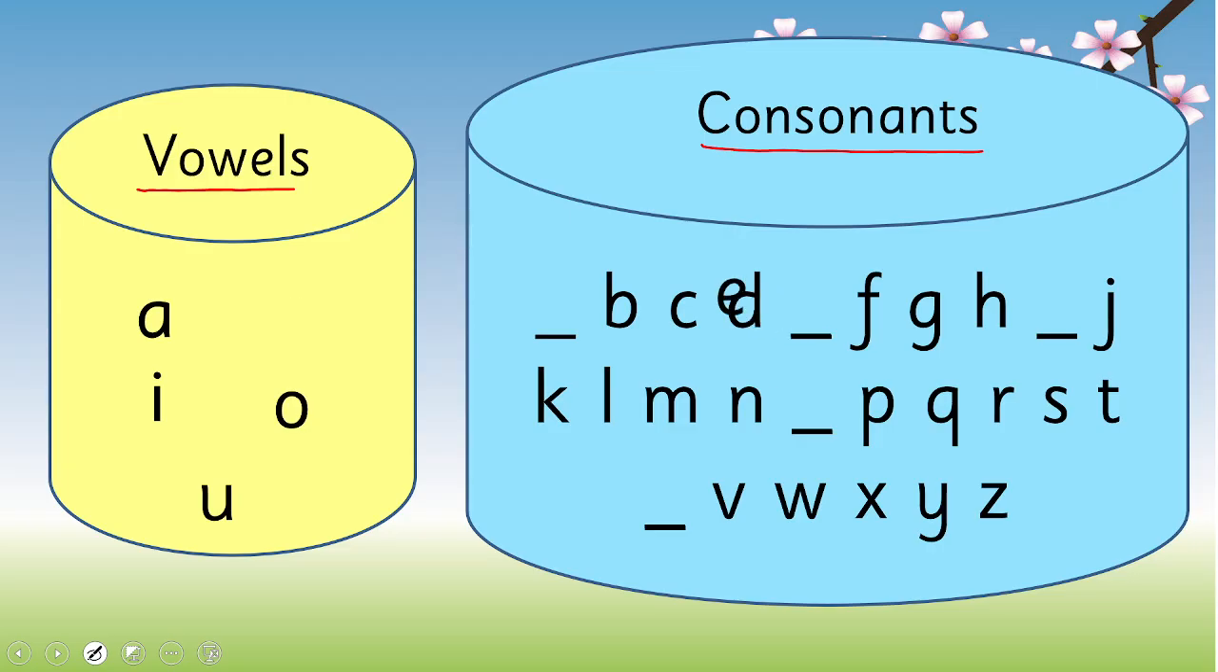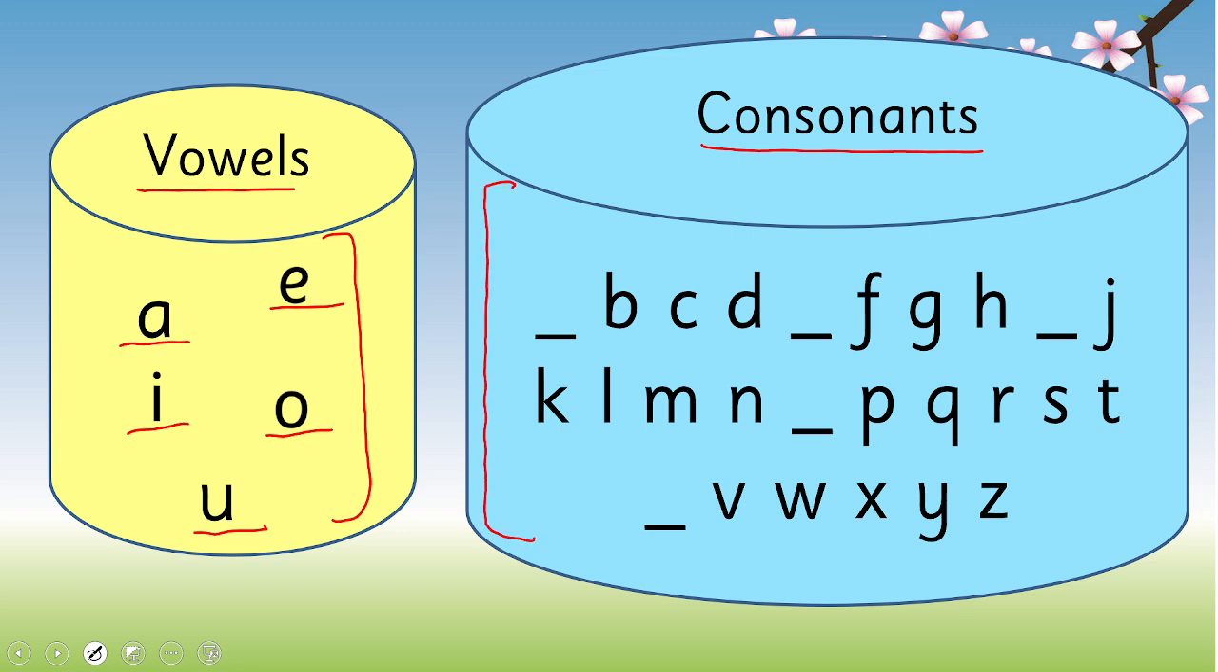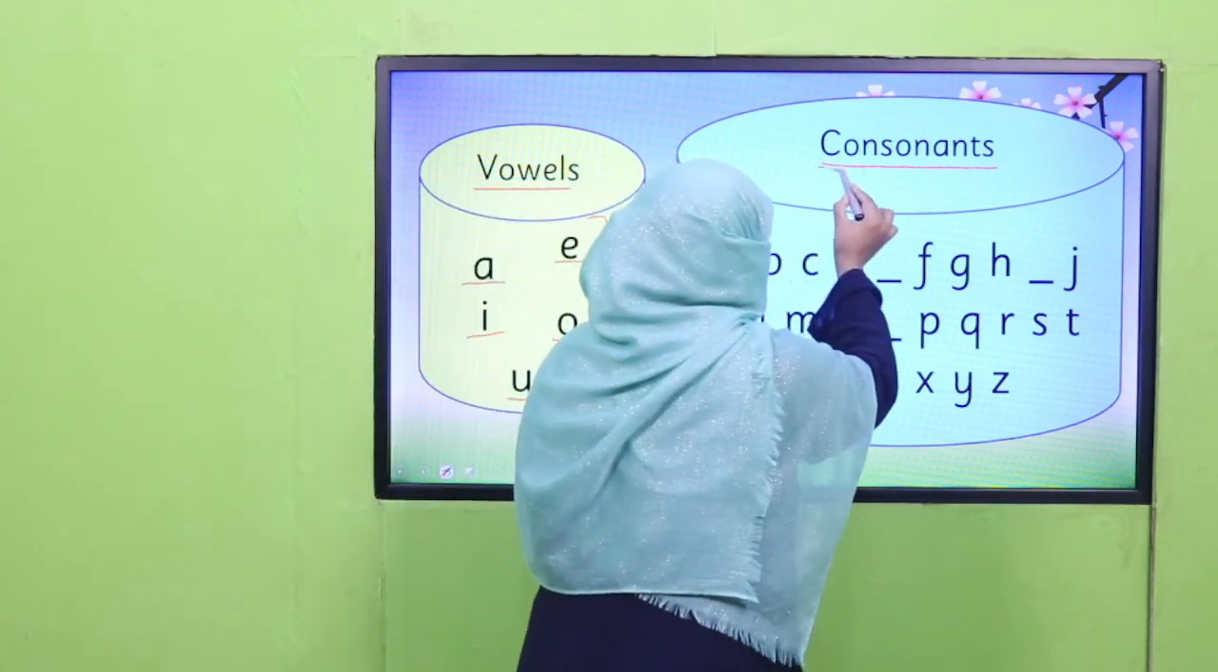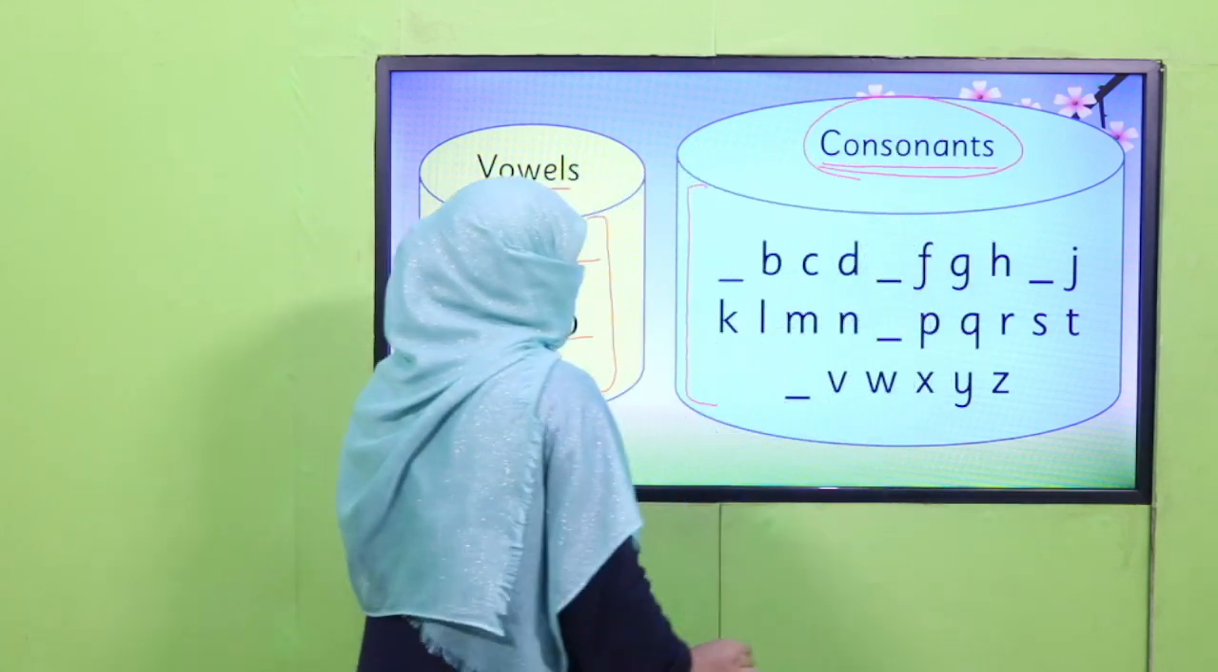A, E, I, O, U. Right? In this way, we say A, E, I, O, U. These are vowels, and when we take these vowels out of ABC, the rest of ABC, these 21 letters, are known as consonants. What are they called? They are called consonants. All right.